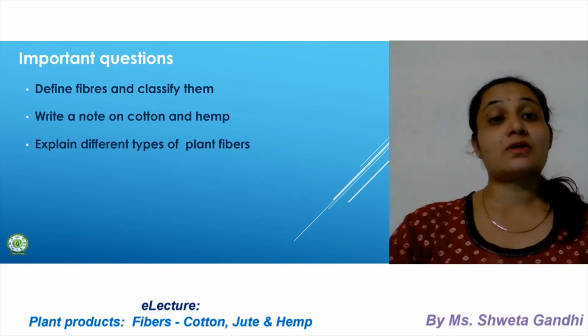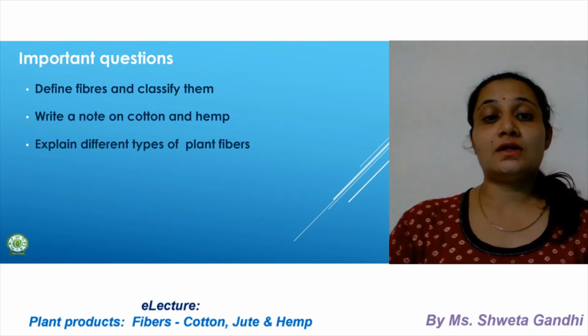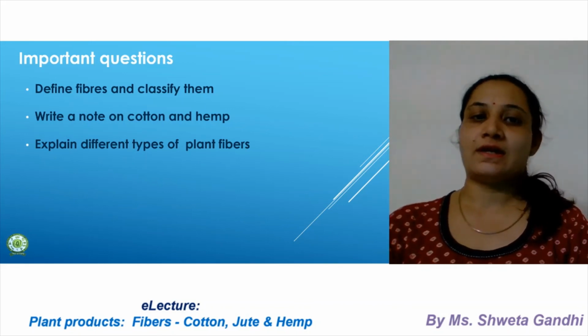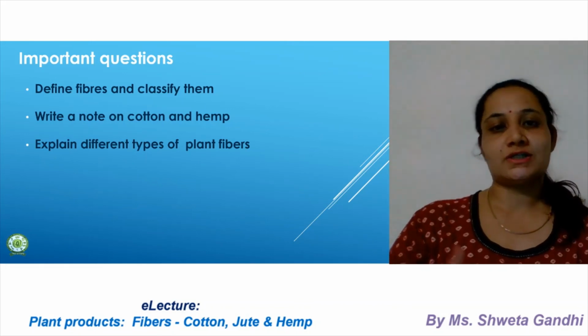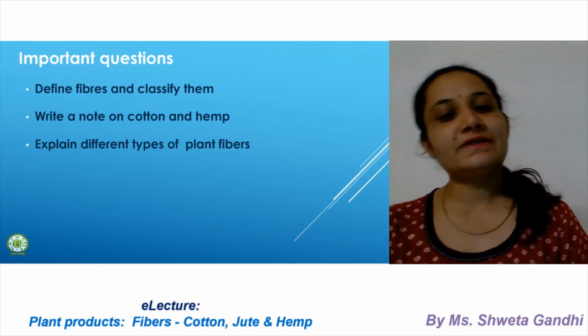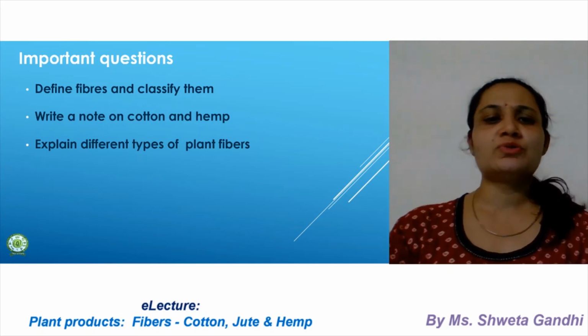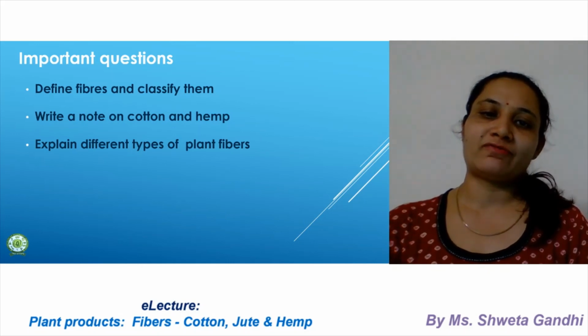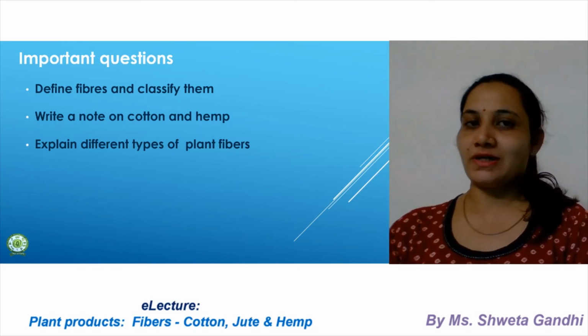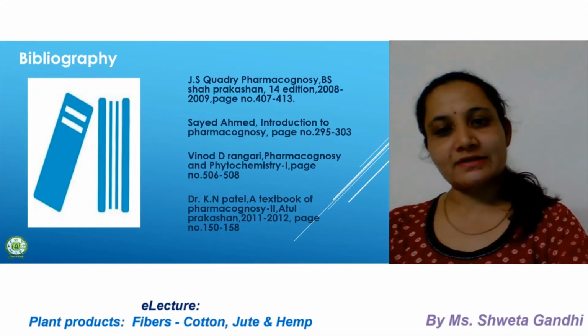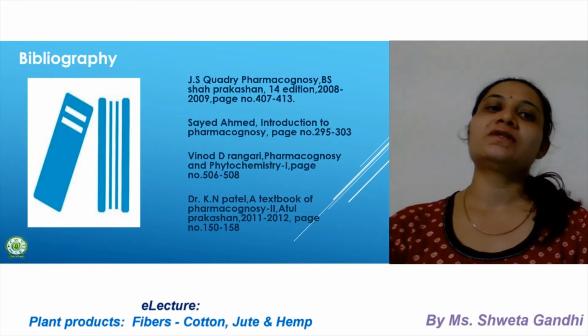Then a question can also come like: write a note on cotton and hemp. I have already given you the details of cotton and hemp. Explain different types of plant fiber. You know the different types of plant fiber: they are natural and artificial plant fibers. You can explain that also. These are the references from where I have taken the matter.